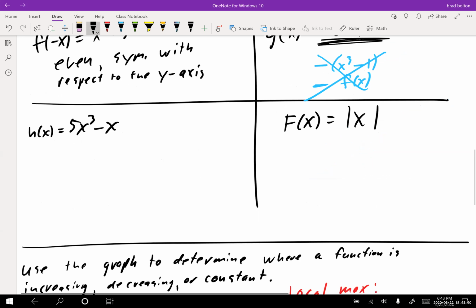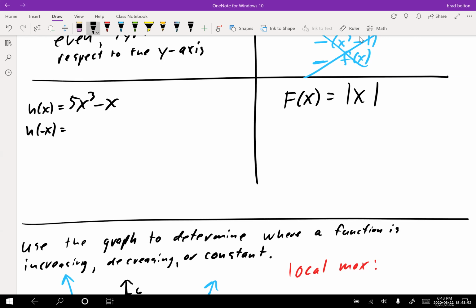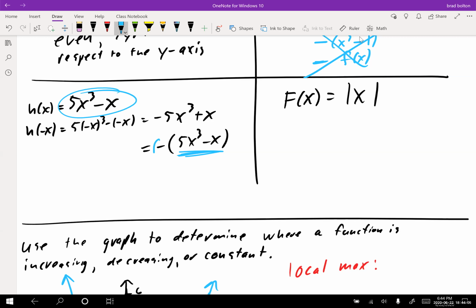Let's take a look at this one. H of negative x equals 5 times negative x cubed minus negative x. So this will become negative 5x cubed plus x. So when I factor the negative out this time, this is going to give me 5x cubed minus x. So now let's look. What does this guy represent? 5x cubed minus x is 5x cubed minus x with a negative sign in front. So this is quite literally negative f of x. Boom, it is an odd function. And it's symmetric with respect to the origin.